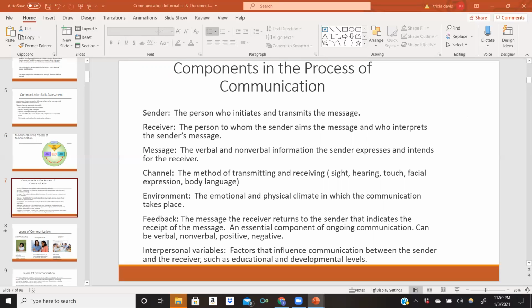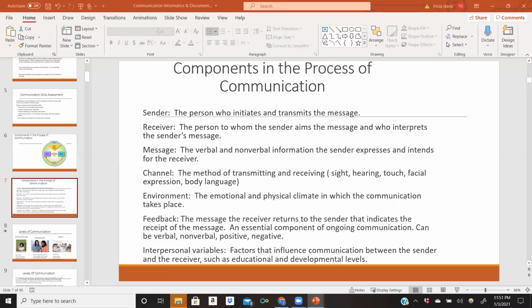The message is the verbal and nonverbal information the sender expresses and intends for the receiver. So we have many ways to send messages. We can communicate verbally. We can communicate nonverbally without even realizing that it's happened. So you may go into a room and start talking to a patient, having a verbal conversation, and then you can also exchange nonverbal information. So your body language, the way that you're making contact with your patient, if you're making eye contact or if you're not, those are nonverbal forms of information.